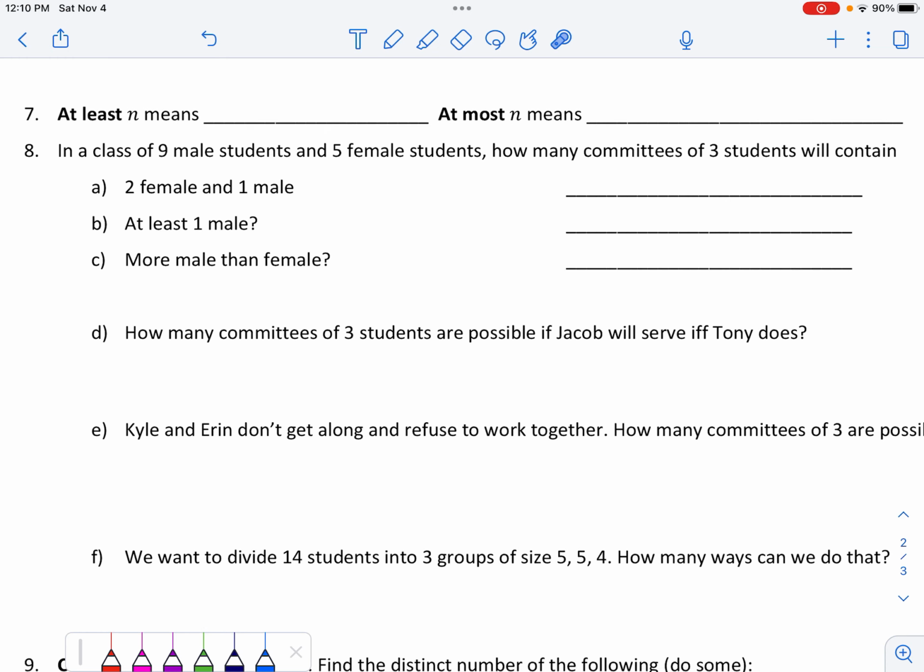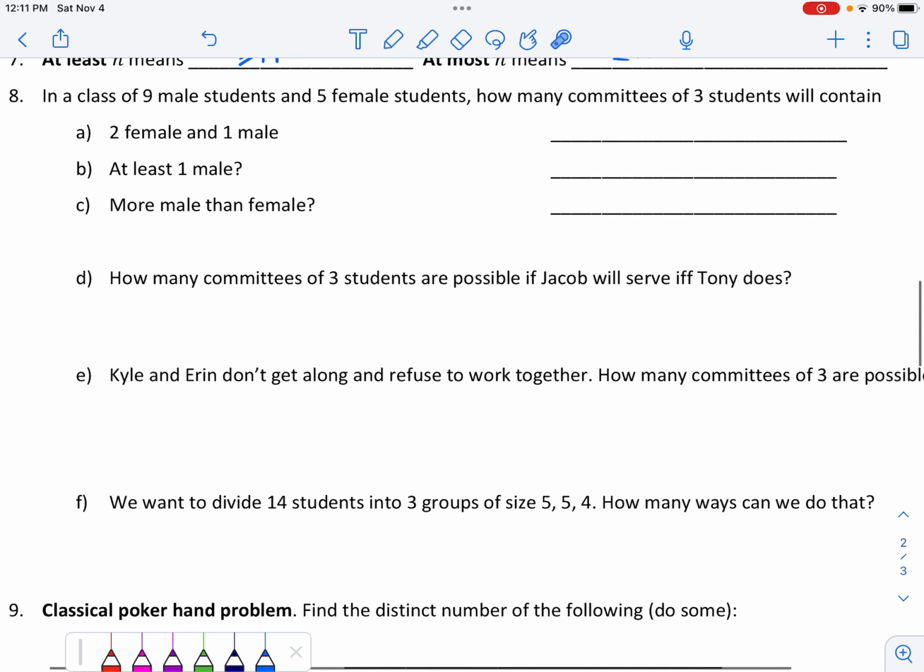Oftentimes you will see phrases like at least n. So at least n means greater than or equal to n, right? n or more. At most n means less than or equal to n. So hopefully you're able to correctly interpret those terms.